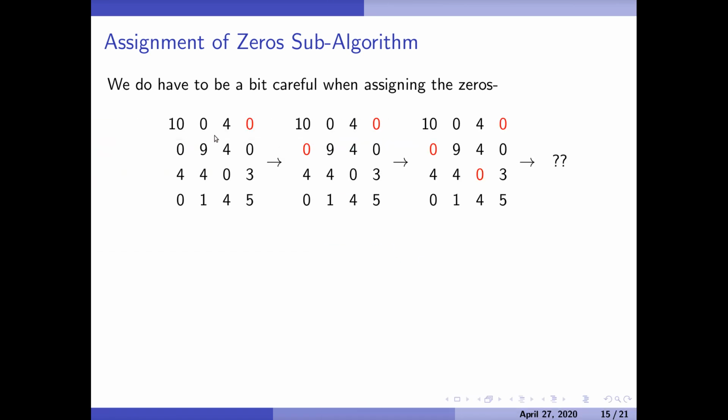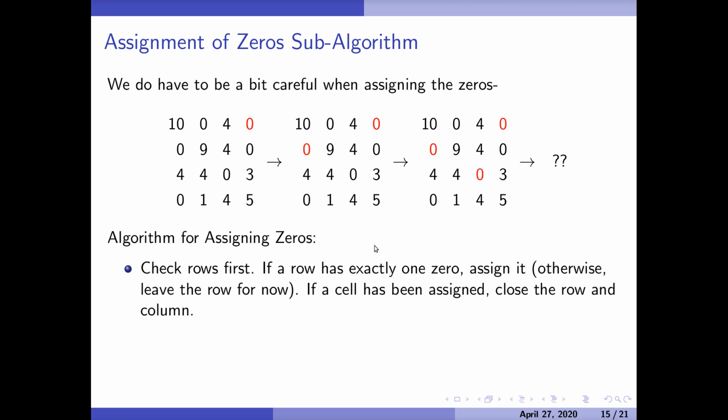So for example, if I had in this array assigned this last value first, and this value second, and this value third, you can see that's a problem, because then I'm not able to assign the zero in this last row appropriately. Okay, so what do I do instead?